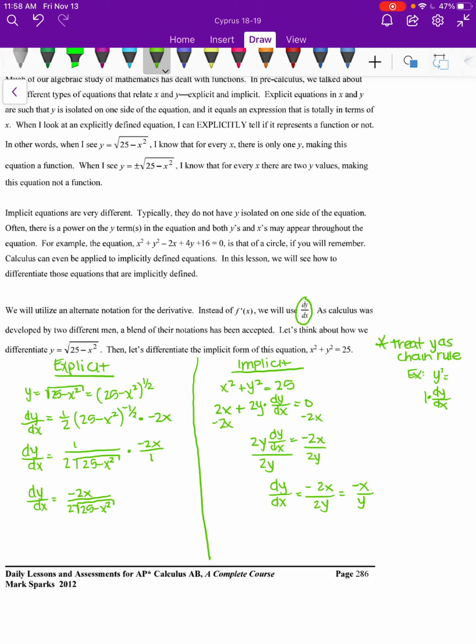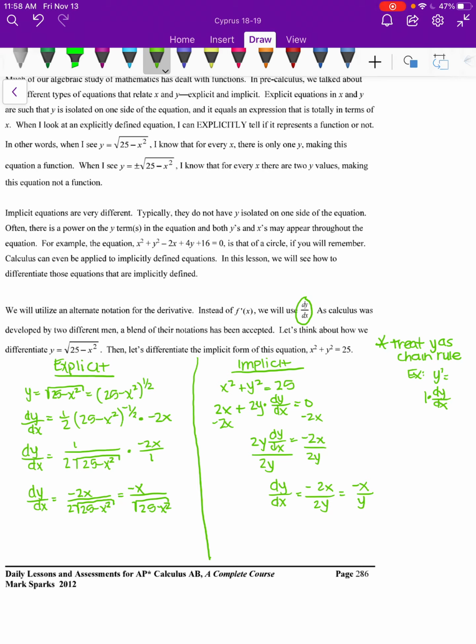So you can see that the derivatives are not the same, but the derivative of the implicit function has y in it. That's why they're not the same. We could even simplify the explicit derivative to just be negative x over the square root of 25 minus x squared. So the reason they're not the same is because the implicit form has y in our derivative, negative x divided by y. The explicit form has negative x over the square root of 25 minus x squared.